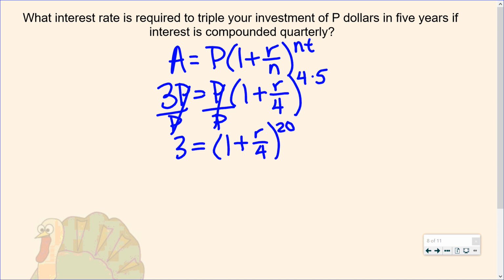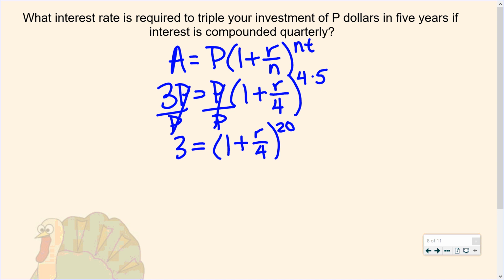It is 20th power. I do not need logs to solve this problem. So remember, you only need logs if your variable is in the exponent. Is my variable in the exponent? No. So I can get rid of that power now. If it was a squared, what would we do? Square root. If it was a cubed, what would we do? Cube root.